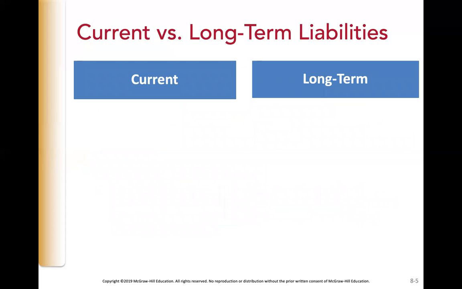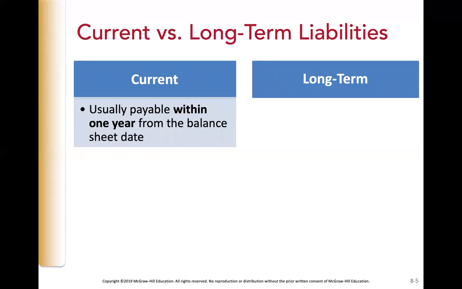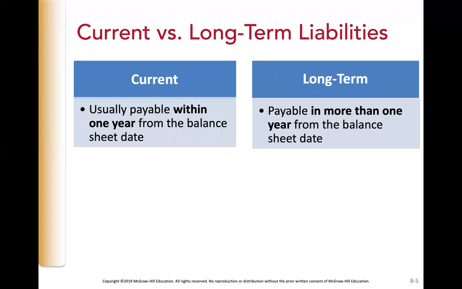Liabilities can be classified as either current or long-term. Remember that classified balance sheet, we have current and long-term. Current liabilities are usually payable within 1 year from the balance sheet date. So if our balance sheet date is December 31st, 2020, liabilities are going to be due before December 31st, 2021. Long-term, they're going to be due in over a year. Mortgages, long-term notes that are due in 3, 10 years, things like that, due over a year.